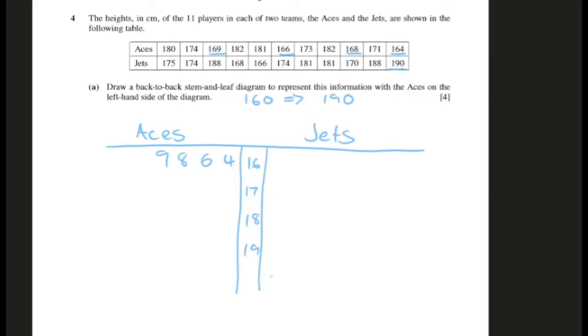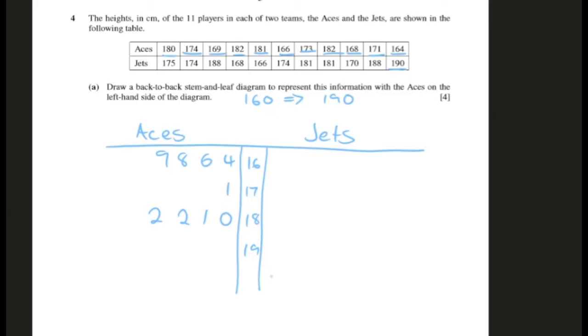174, and that's all in the 170s, we have 180. So let's start with, we have 180, we have 181, we have two 182s, and I'd missed this 173. Okay, so this would be 173, and 174. And that's all for the Aces.